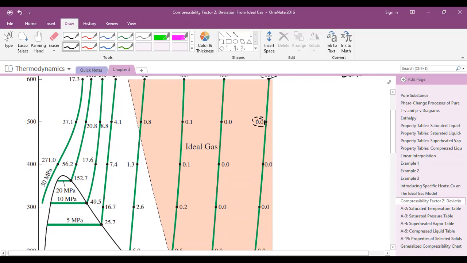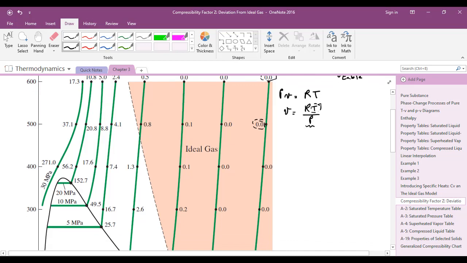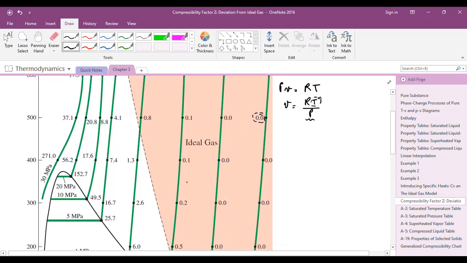between the table data and the calculated data of the specific volume using the ideal gas law equation. As we said, P times specific volume equals RT, so the specific volume is easily calculated as RT over P. So for different values of temperature and pressure, we can calculate the specific volume using the ideal gas law and compare it with the specific volume from mainly the superheated vapor table.